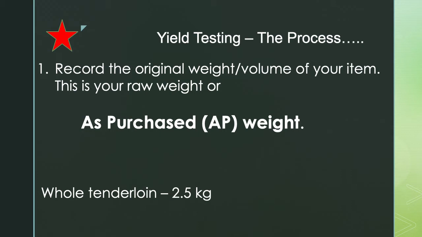So the first thing that you're going to do is record the original weight or the original volume of the item, whatever it might be. It's the raw weight or the as purchase weight. So you're going to weigh this piece of tenderloin as it comes in the door, as you buy it from the butcher. That's your as purchase weight. And in this case, we're going to pretend that our whole tenderloin as purchase weight is 2.5 kilos.